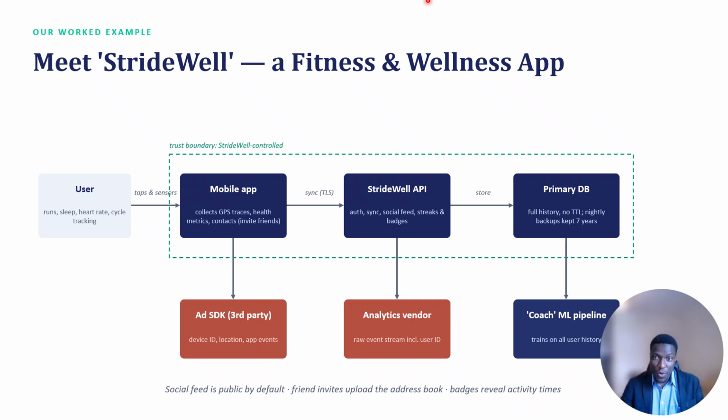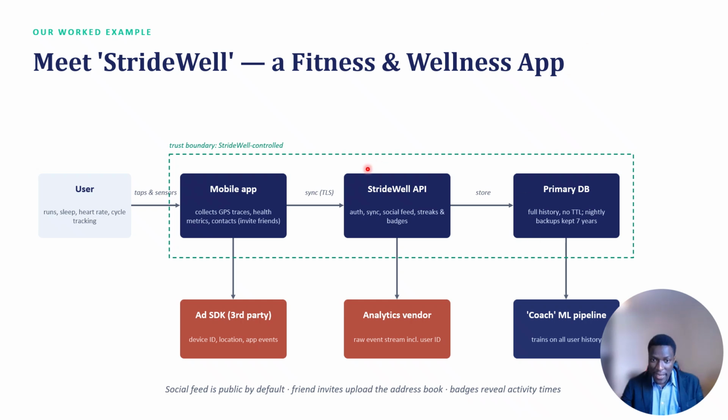The social field is public by design, so there's a social field which is public by default, and this batches shows as soon as the user is active. The dashed line, as you can see here, is our trust boundary, and everything in the red boxes is what is actually out of StrideWell's control.